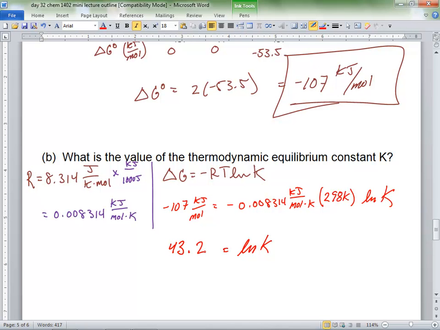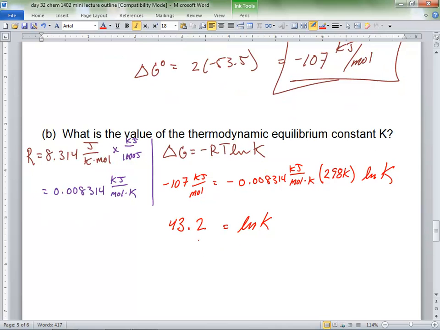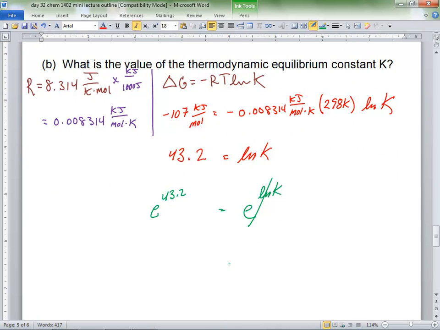I just want to make sure everyone gets this far first. So make sure you can get 43.2 equals the natural log of K. Then you raise both sides to the what power? E. Okay. So we'll have E to the 43.2 has to equal E to the natural log of K. And these guys just cancel out.